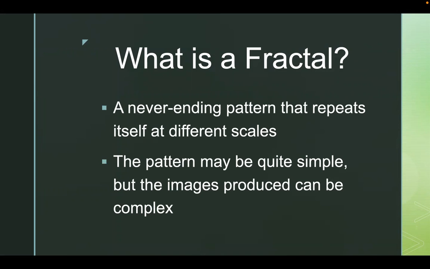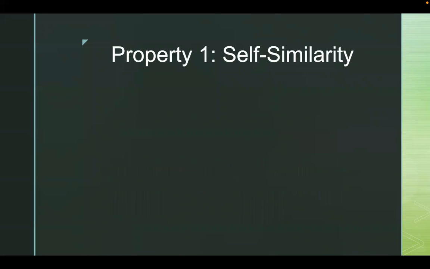And the pattern could be very simple, but when you consider that pattern that continues to repeat, the image that it produced can be very, very complex. So let's talk about the properties. Property 1, self-similarity. The shape looks roughly the same at different scales.